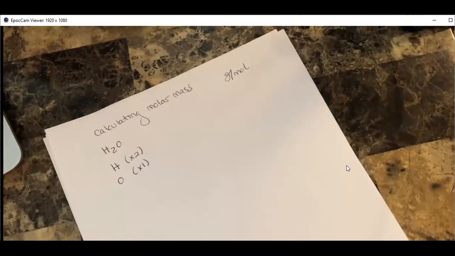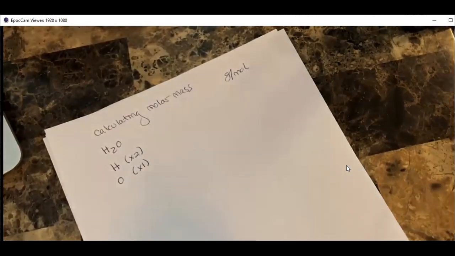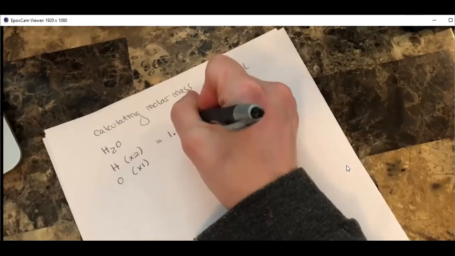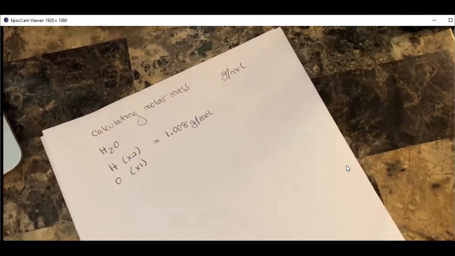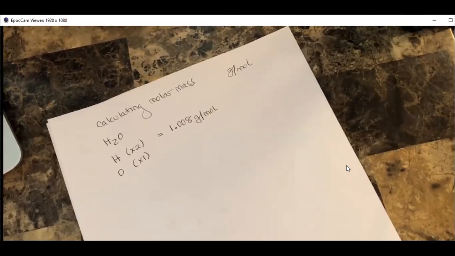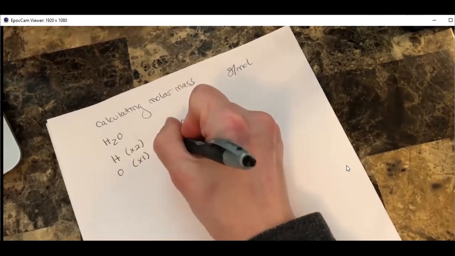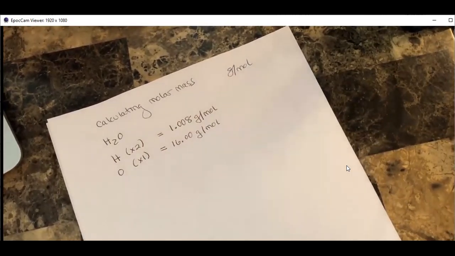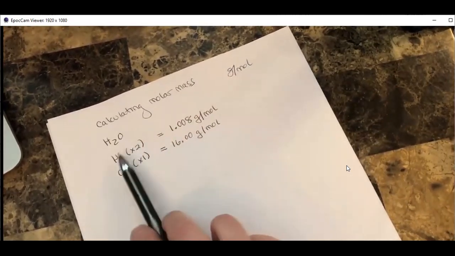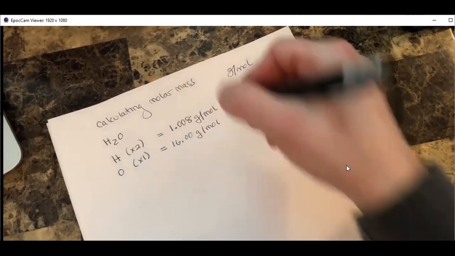If you look at hydrogen on the periodic table, it is 1.008 grams per mole. That is what is listed under the element symbol on hydrogen for the grams per mole. On the oxygen, we should be seeing 16.00 grams per mole. Oxygen is fine as it is. Hydrogen, we have 2 hydrogens, which means we need to take this number and multiply it by 2.